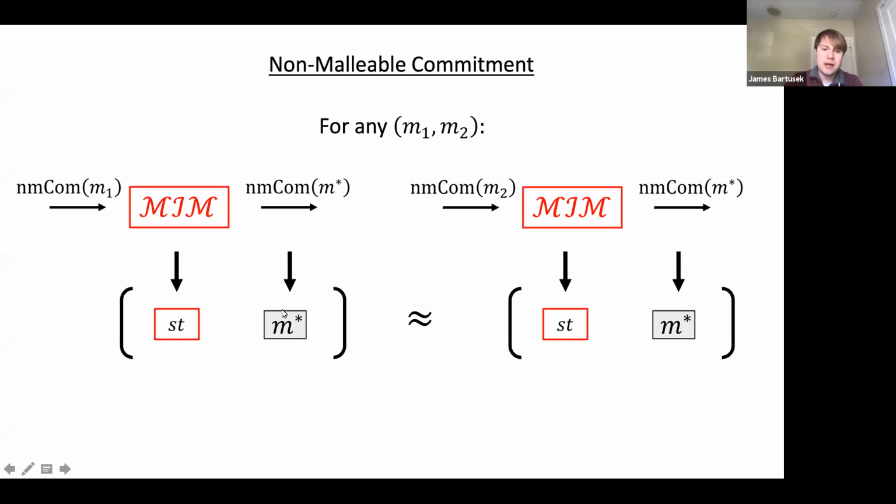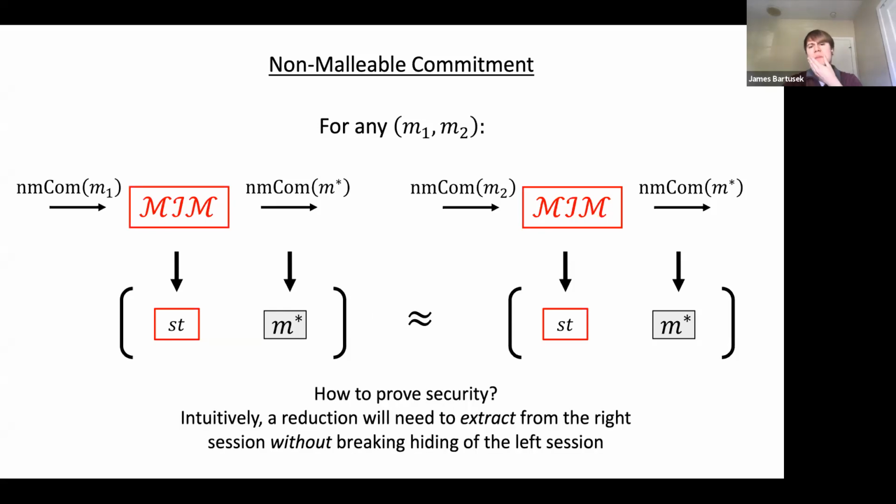Because that implies that if M star is distributed indistinguishably in both of these experiments, that means it couldn't have depended in any non-trivial way on which of these messages was sent on the left. Okay, so this is the kind of security we want to achieve. But how would you prove such a thing?